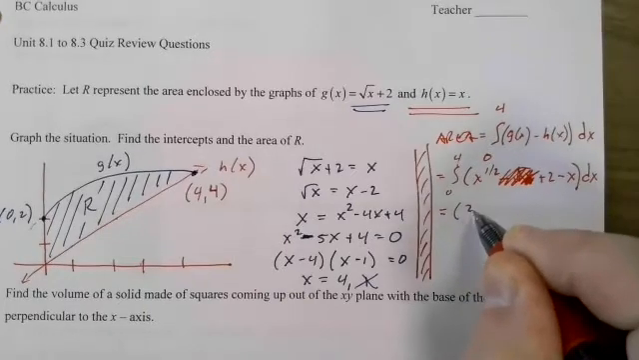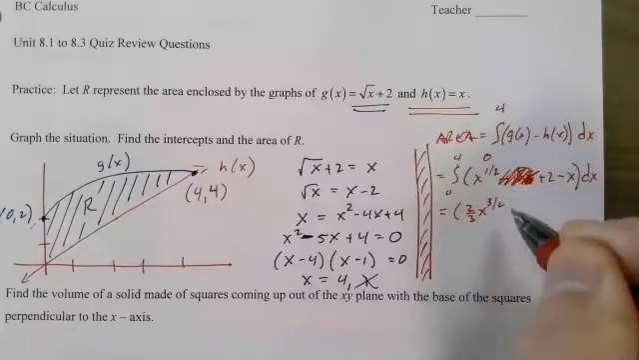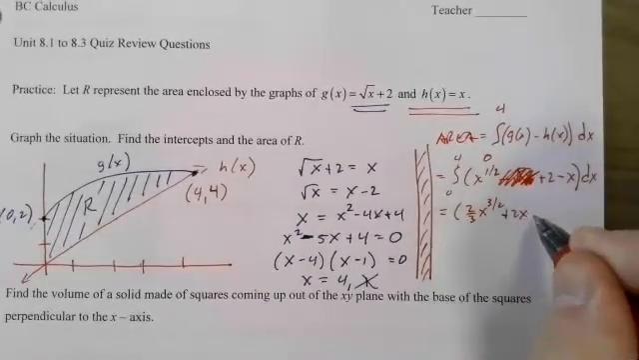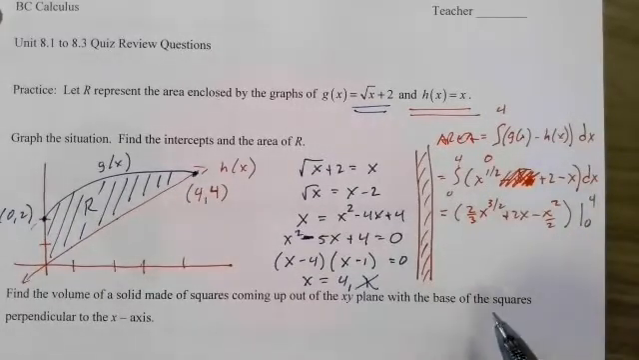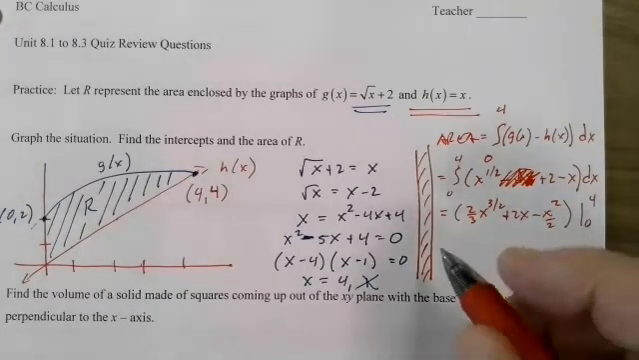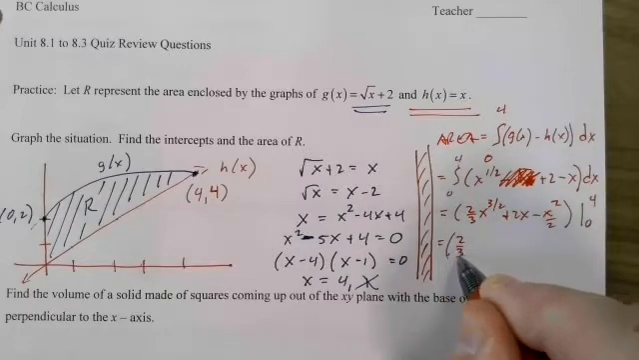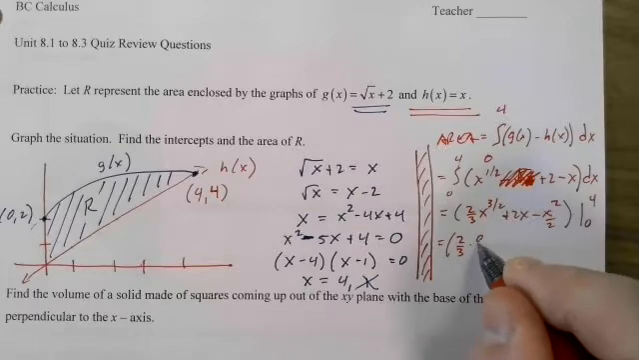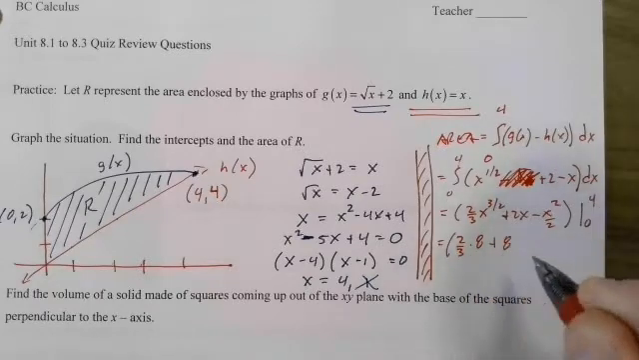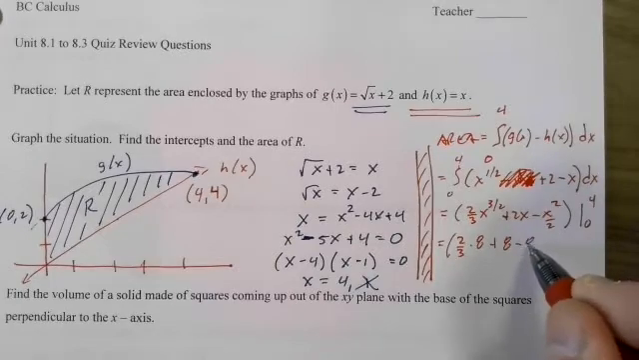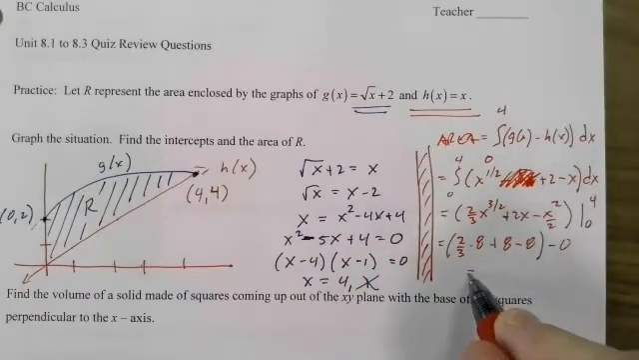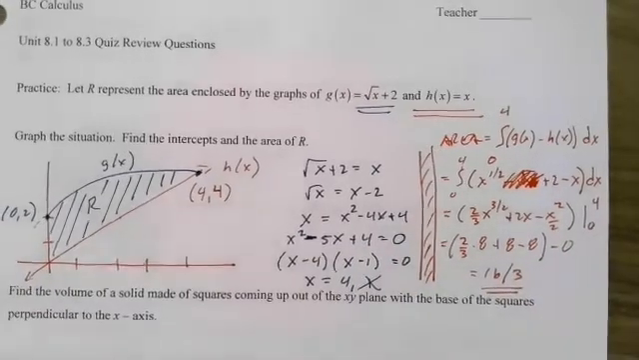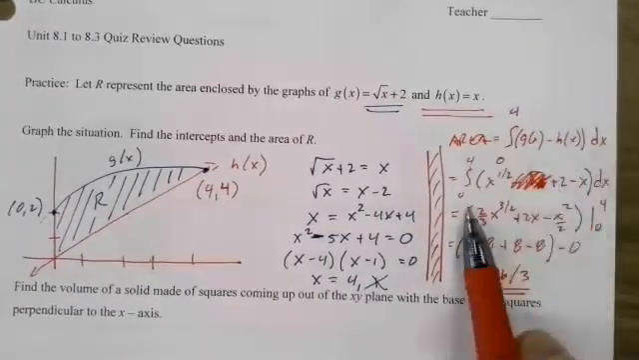x to the 3/2 is 2/3 x to the 3/2, we add 1 and divide by it, plus 2x minus x squared over 2, from 0 to 4. 0 is going to drop away, which is nice. We basically just have to plug in 4. That's going to be 2/3, square root of 4 is 2, 2 to the 3rd is 8, plus 8 minus 8 minus 0. Hey, that's convenient. So we just get 16/3. This is a moment where I would put all this into your calculator.